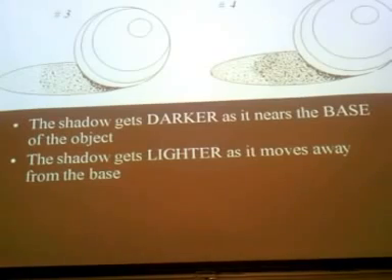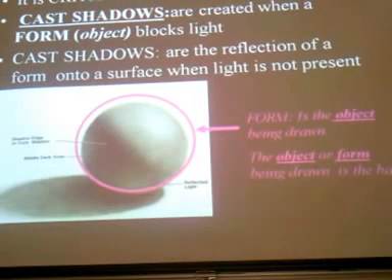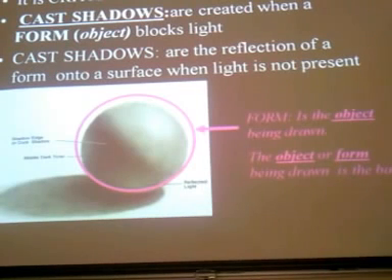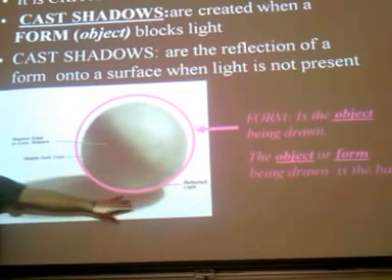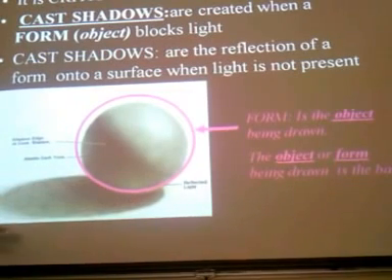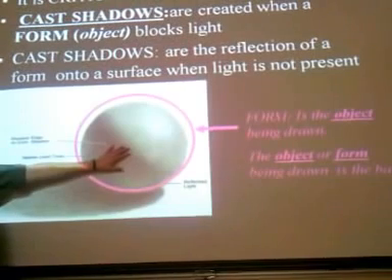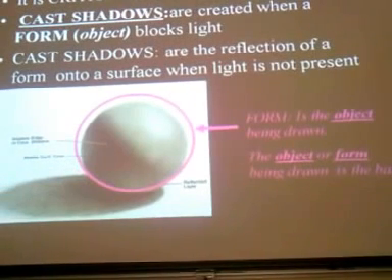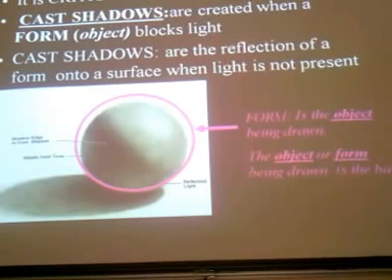That's natural. It's okay. So the form, it's critical that you know what form is. When you were doing your actual still life, the form was the object being drawn. So you can also call the form an object. Cast shadows are created when the form or object blocks the light. This is your cast shadow. This is not your form shadow. All the shadows that are on the form belong to the form. The cast shadow is totally different. It's sort of separate from that.